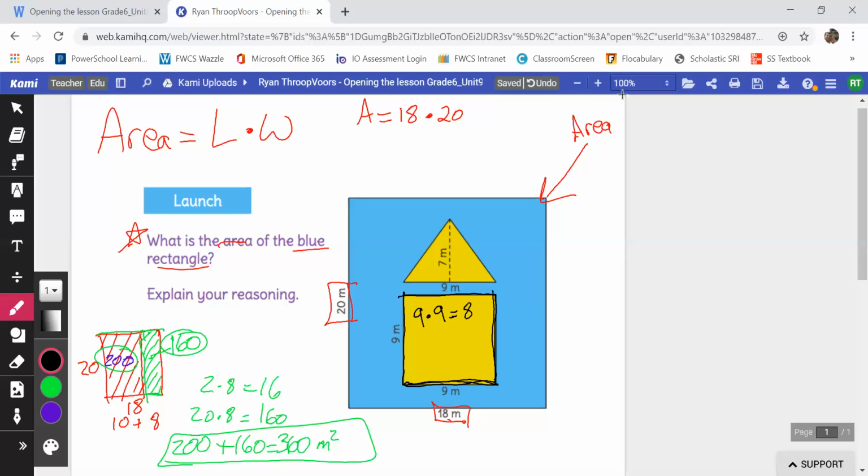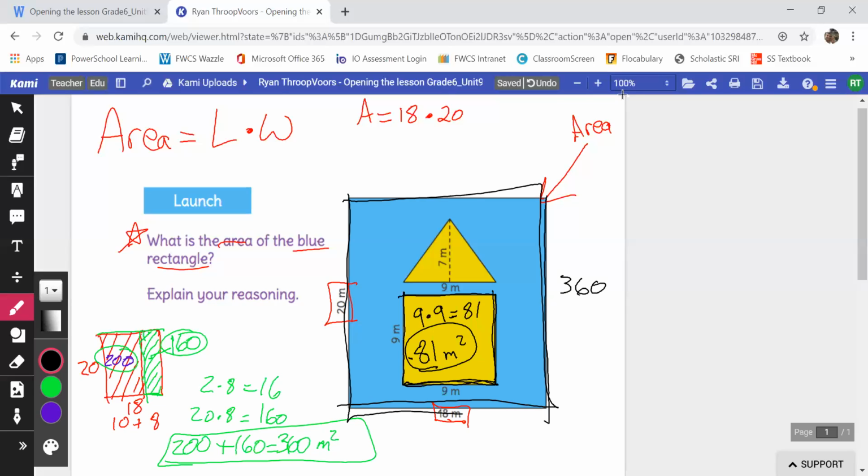So the area of this square is 81 meters squared. Now, what do I do with that 81? Well, I'm subtracting that from the whole square. Since I'm subtracting that, I'm going to take my 360 over here on the side, because 360, remember, is the area of everything, and I want to subtract this area. So I'm going to subtract 81.